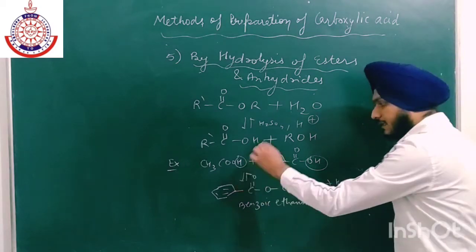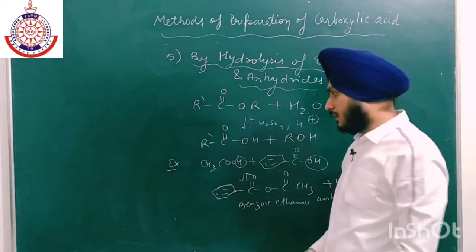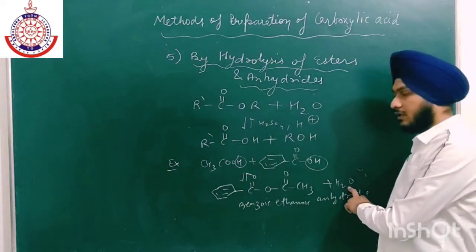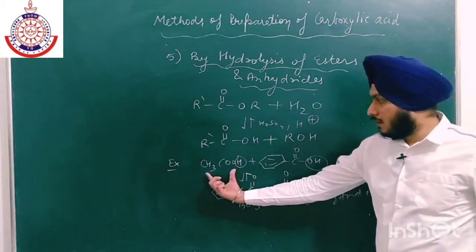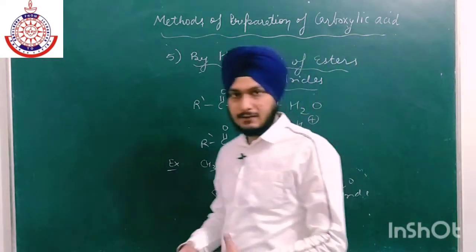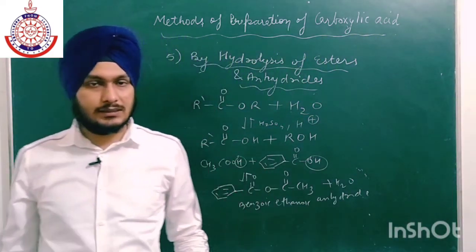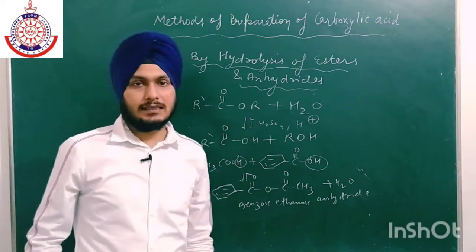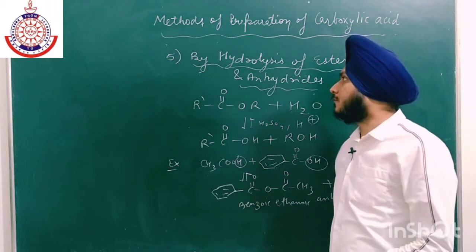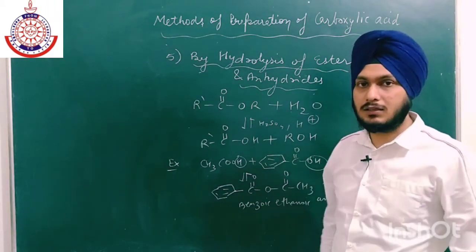So this reaction is also reversible in nature. This anhydride on reaction with water gives two products. First is ethanoic acid and the second is benzoic acid. And this reaction is reversible in nature. So this is the fifth method to prepare carboxylic acid.